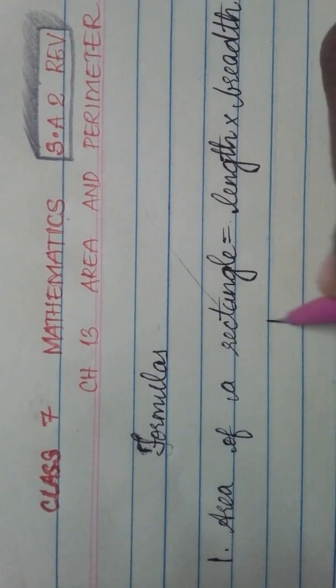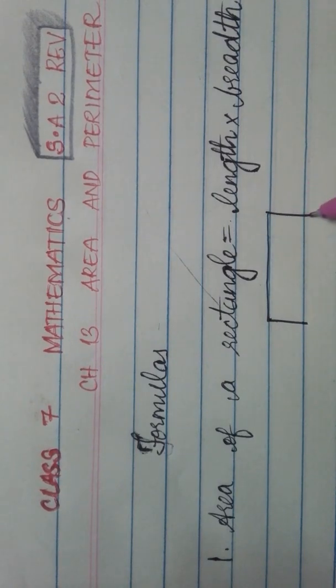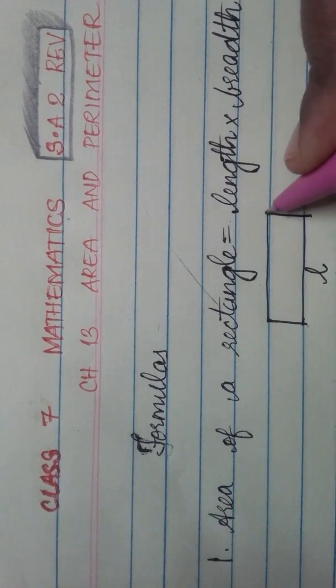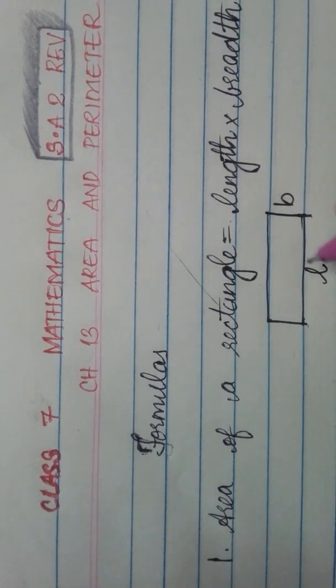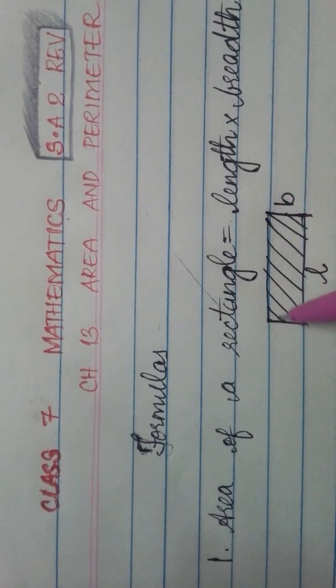So to understand this, let us draw a rectangle. The longest side is the length and the shortest side is the breadth. When we speak about area, area means the total region which is covered by the figure. Understood? The boundary along with the shaded region. This complete part is going to give you the measure of the area of a rectangle. This is the first formula that you have to remember.